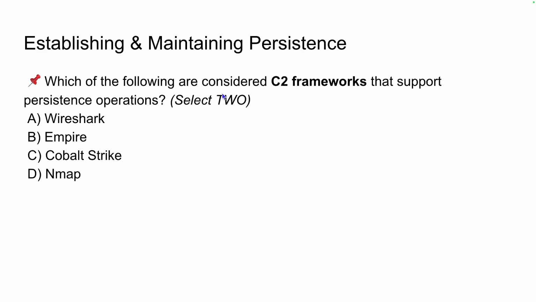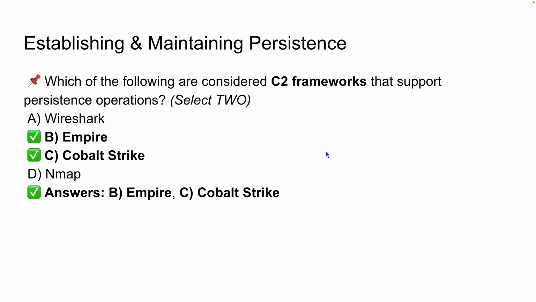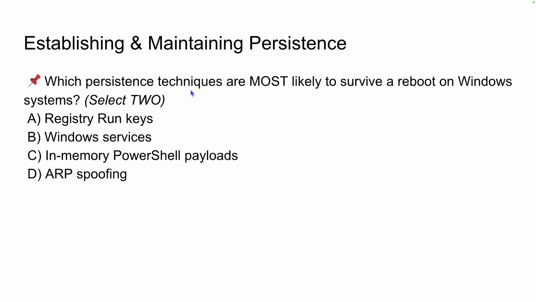Which of the following are considered C2 frameworks that support persistence operations? So we're going to select 2 here. Wireshark is a traffic monitor. Empire and Cobalt Strike are C2 frameworks. Nmap is an enumeration tool. It's a network mapper, network scanner. So B and C.